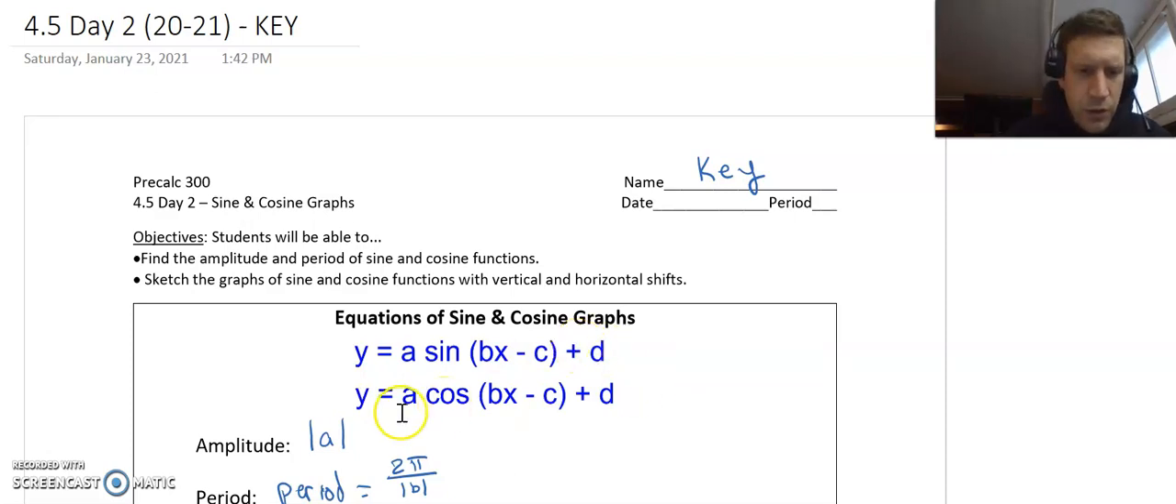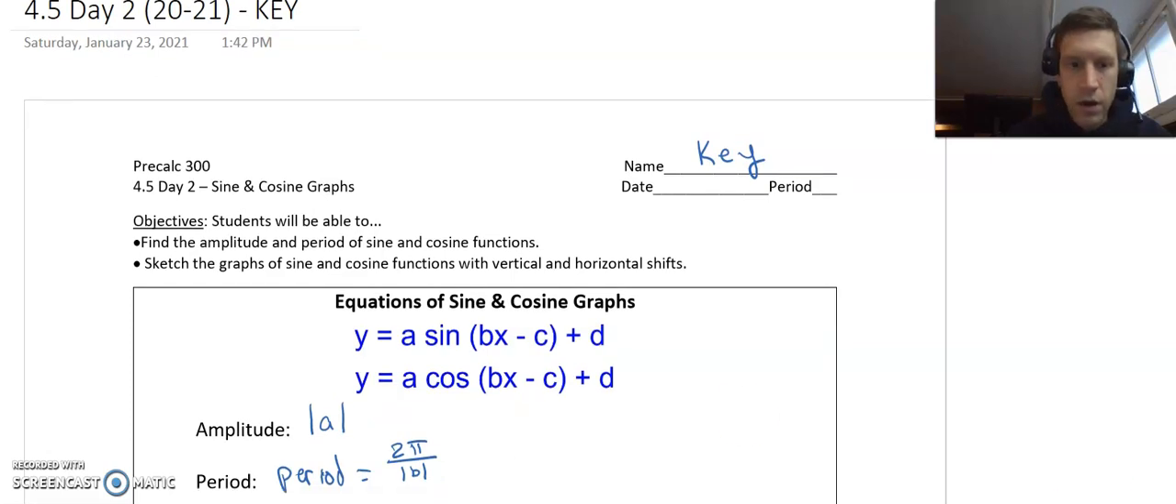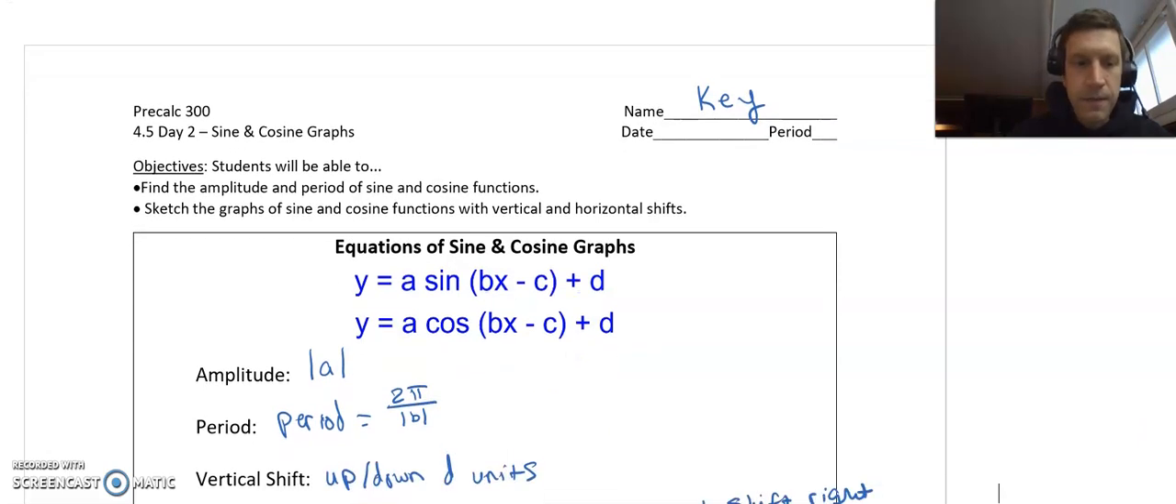So just a refresher, amplitude is still going to be the absolute value of a, so your coefficient on your trig function. Your period is going to be the value that you get when you do 2 pi over b, or 2 pi over the absolute value of b. It should always be a positive number here. So the 2 new pieces, your vertical shift is either up or down d units. So if you're adding a d value, it's going to shift up. If you're subtracting, it's going to shift down.